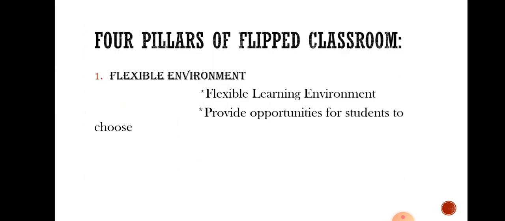The first one is a flexible environment. In the flipped classroom, the teacher needs to create a flexible learning environment by providing opportunity for the students to choose when and where they want to learn.